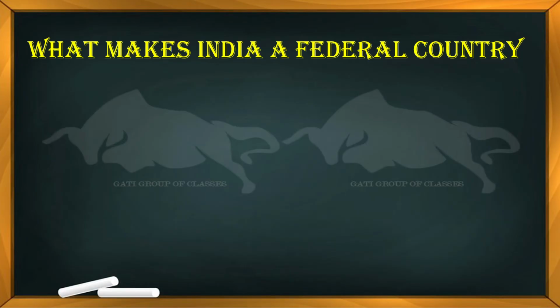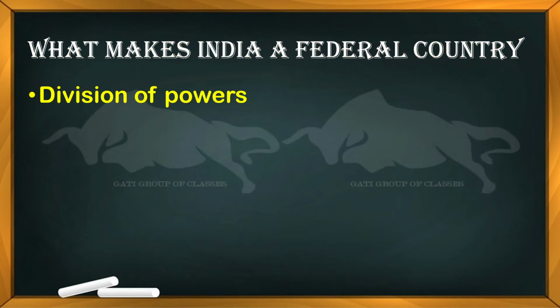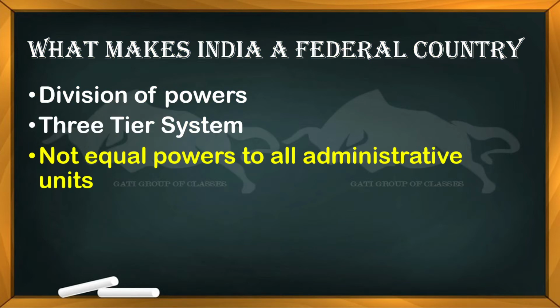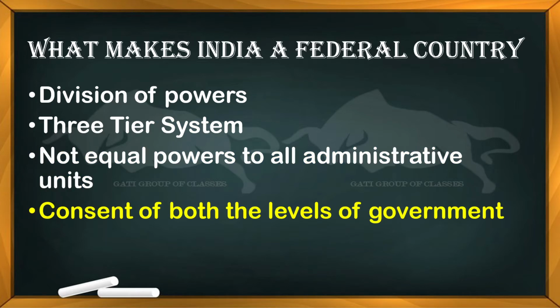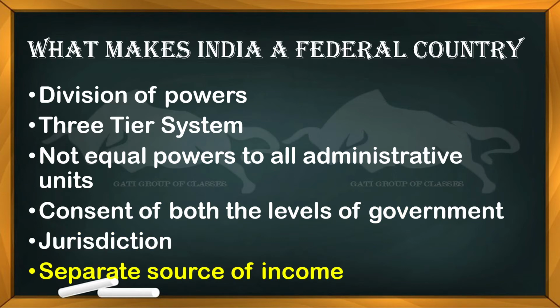First of all, what makes India a federal country? Because we know very well that India is a federal country. So what are the main things that make it a federal country? Division of powers, three-tier system, not equal powers to all administrative units, consent of both levels of government, jurisdiction, and separate sources of income. We covered these things in the last video also, but here we will discuss them in detail.